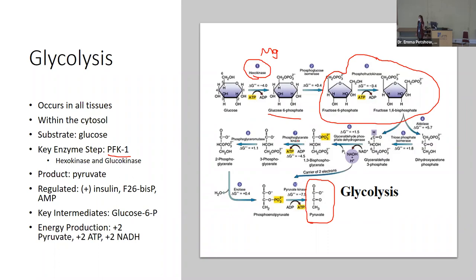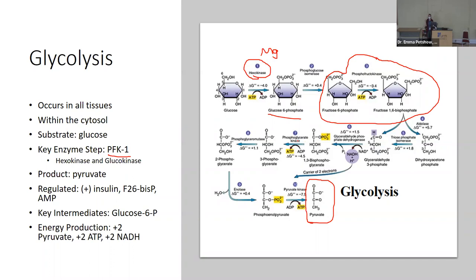So glucose is shunted into the cell via GLUT transporters. Once inside, once converted to glucose 6-phosphate, it's committed to the step of glycolysis. Anything that commits us to that step is going to be a key intermediate. Overall energy production for glycolysis gives us 2 pyruvates, 2 ATPs, and 2 NADHs. ATP is easy, that's energy currency. NADH is going to become energy in the electron transport chain.